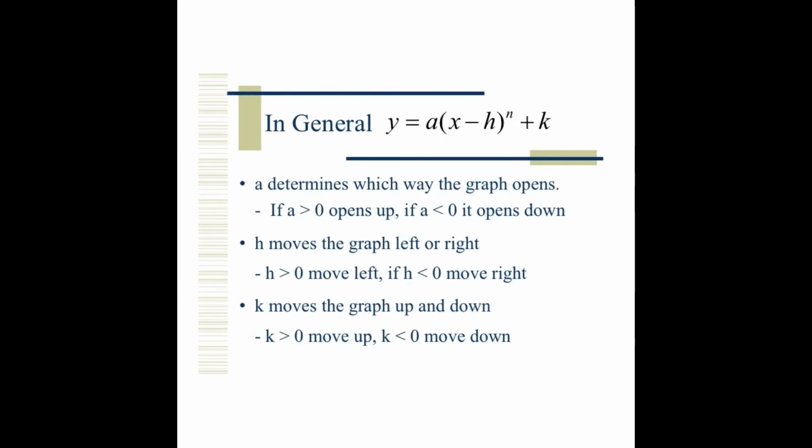H is going to affect which way a graph moves horizontally, either left or right. If H is positive, we're going to go left. If H is negative, we go to the right. So basically, it's going to do the opposite of whatever its sign is. K is going to tell us if things are going to move up or down physically. If we have K greater than 0, it's going to go up. If we have K less than 0, it's going to go down.